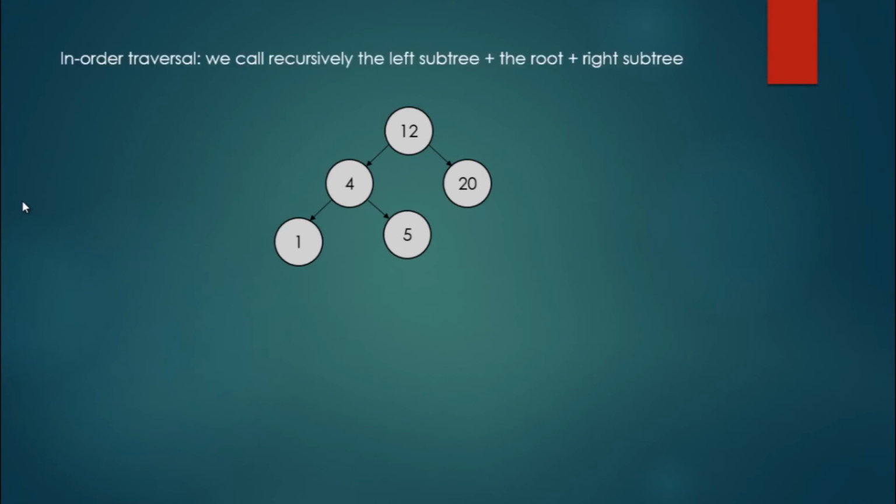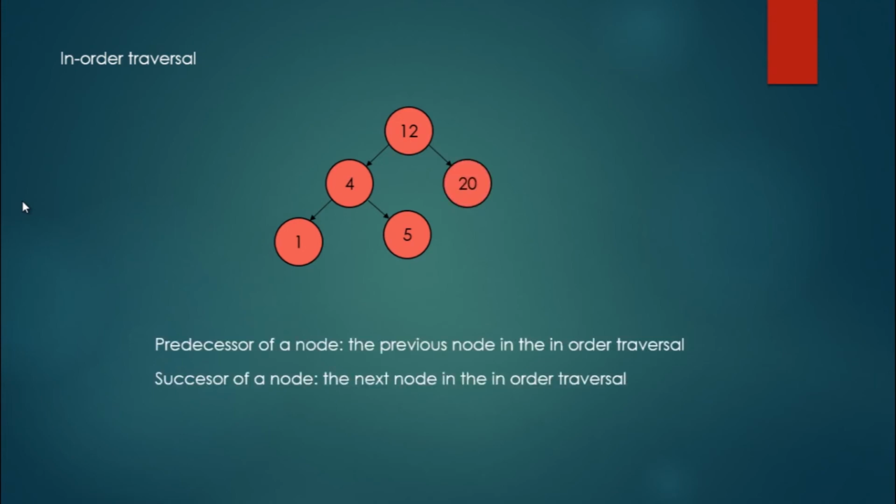In-order traversal. We call recursively this in-order traversal for the left subtree. Then we print out the root, and then we call this recursively to the right subtree, and it is going to give us the ascending numerical ordering, from the lowest value to the highest value. So here the in-order traversal is going to give us 1, then 4, then 5, then the root node, then the right subtree, which now consists of 1 item.